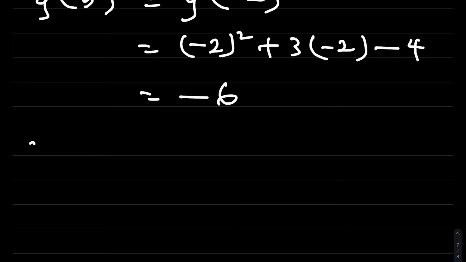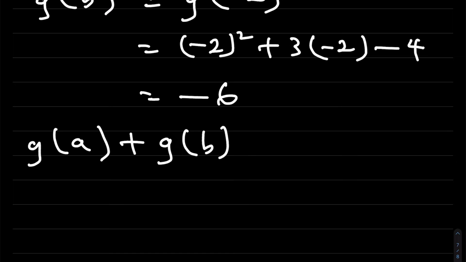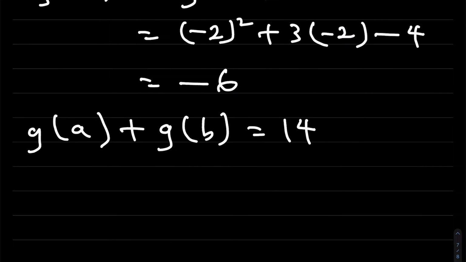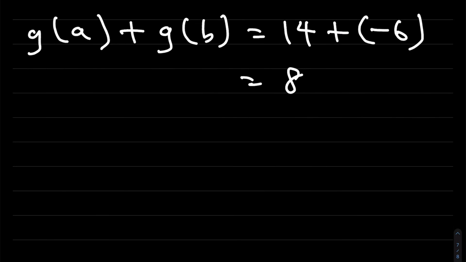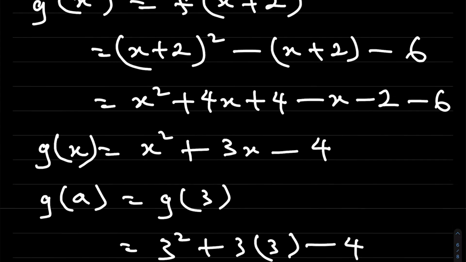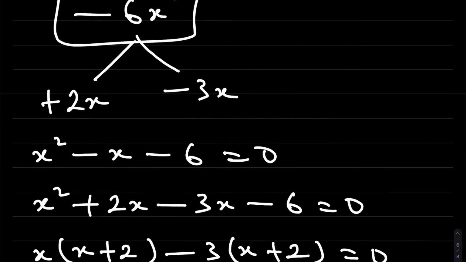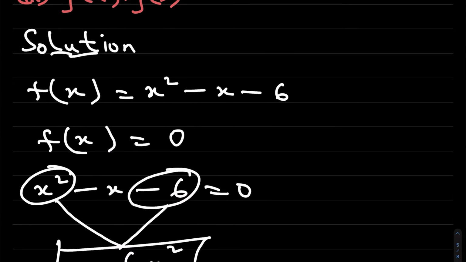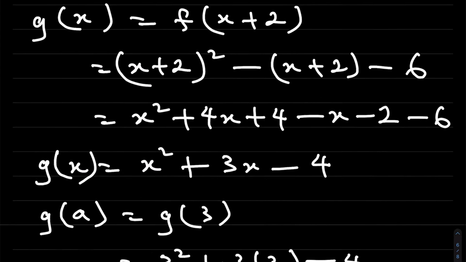So g of a plus g of b is therefore 14 plus minus 6, which is the same as 14 minus 6. And that's simply 8. Now, the whole of this is Roman figure 1, by the way. Now to Roman figure 2.